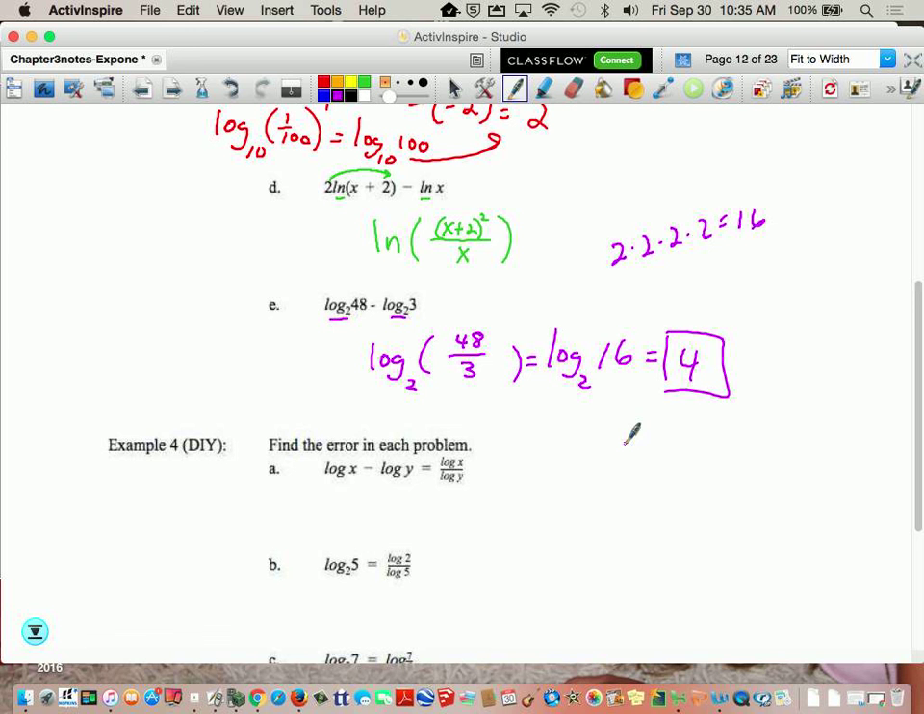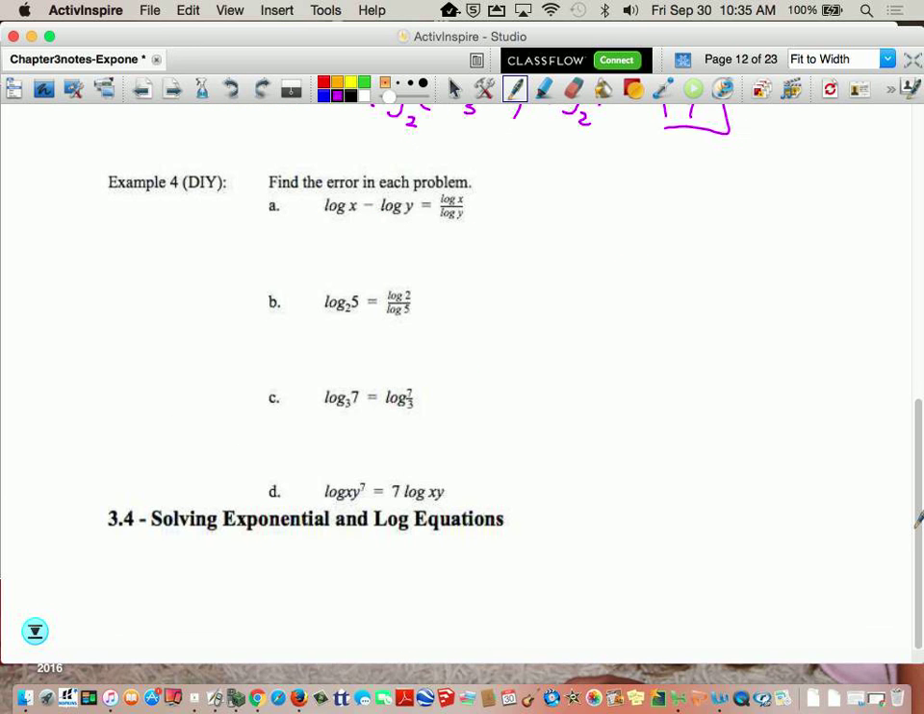So hopefully you did those problems, and now you look at it. So now we're going to look at some DIYs. So again, you want to pause the video, go through these, see if you can find any errors. Somebody has applied these properties, see if you can find any of the errors, and then I'll come back and do the problems for you.